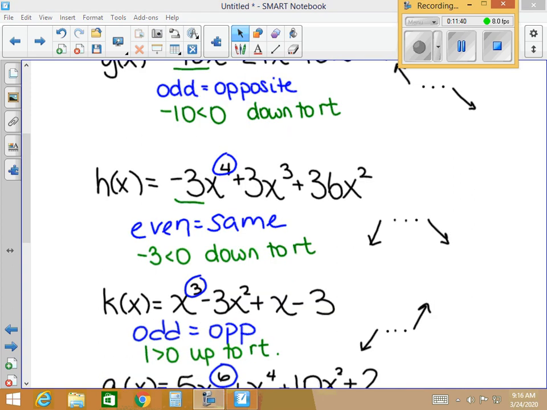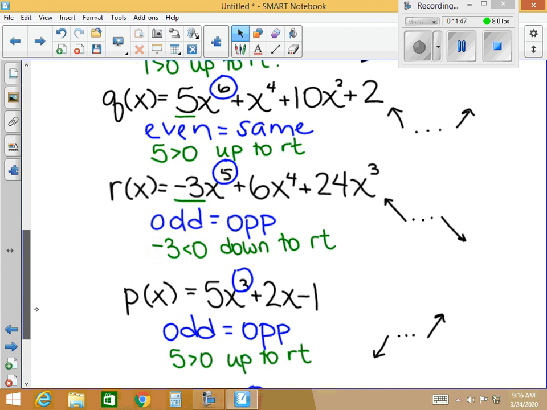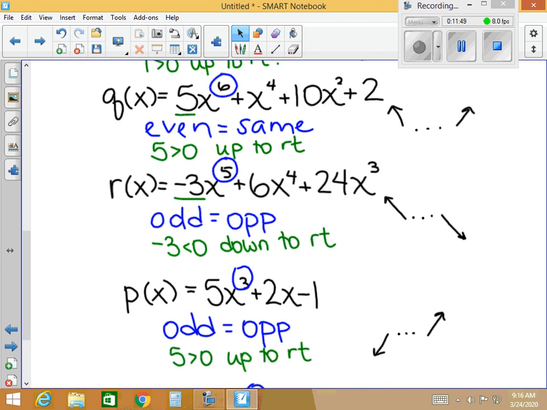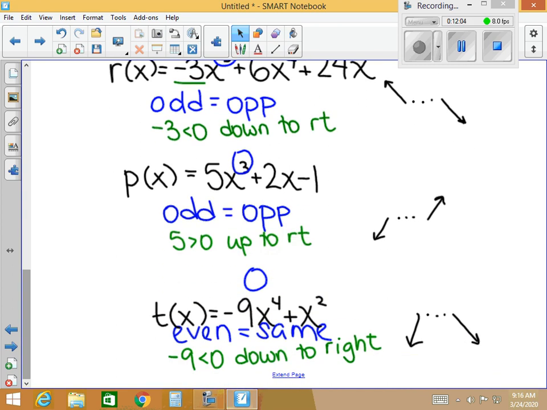So K was up to the right, opposite directions, which means down to the left. Q, both ends go the same direction, and so they both go up. Opposite directions in R, and down to the right means up to the left. Opposite directions in P, up to the right means down to the left. And T, they're both the same, and they both go down.